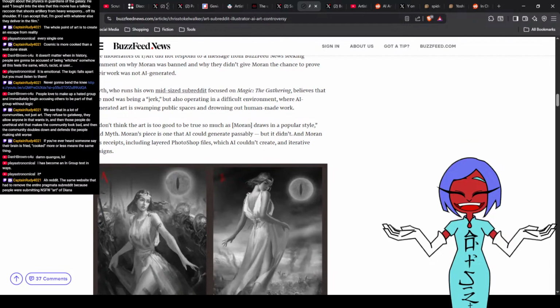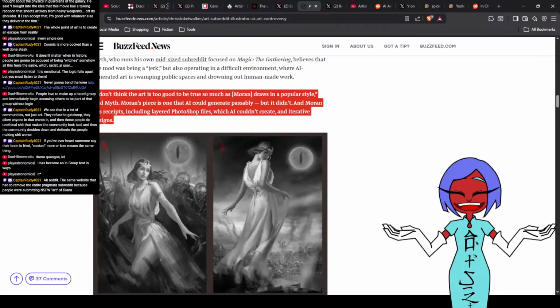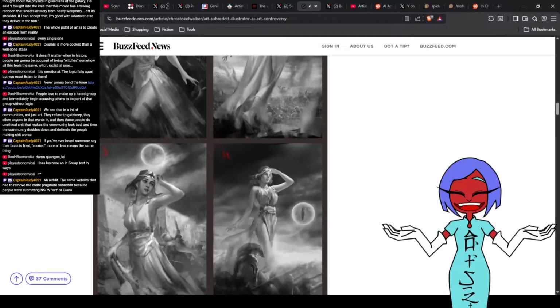Myth, who runs his own mid-sized subreddit focused on Magic the Gathering, believes that the mod was being a jerk, but also operating in a difficult environment where AI-generated art is swamping public spaces and drowning out human-made work. "I don't think the art is too good to be true, so much as Moran draws in a popular style," said Myth. "Moran's piece is one that AI could generate passively, but it didn't. And Moran has receipts, including layered Photoshop files, which AI couldn't create, and iterative designs."